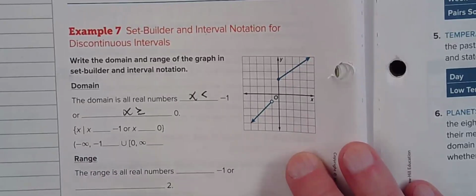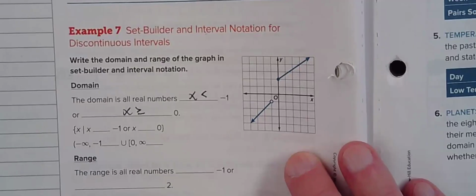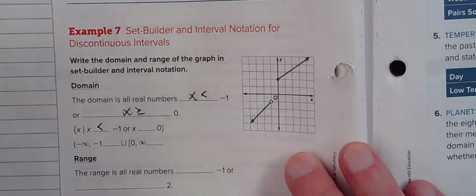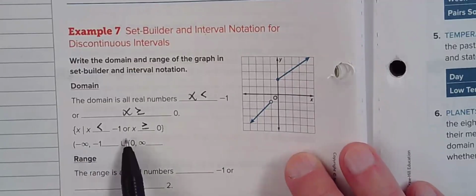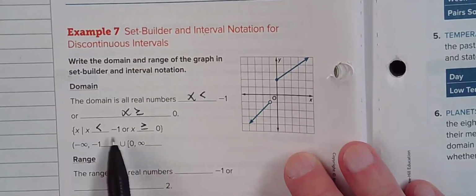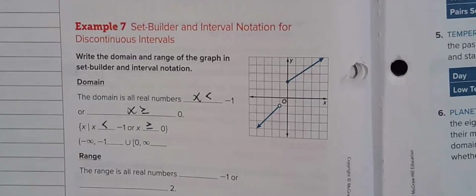Now you're going to notice a difference between how set builder notation and interval notation use either or union. And so try to make sure that you recognize the distinction there. But we're going to have x is less than -1 or x is greater than or equal to 0. And with set builder notation, we use the word or. Everything goes inside the braces. And we use the word or in between our two inequalities if there's some sort of discontinuity in the function.